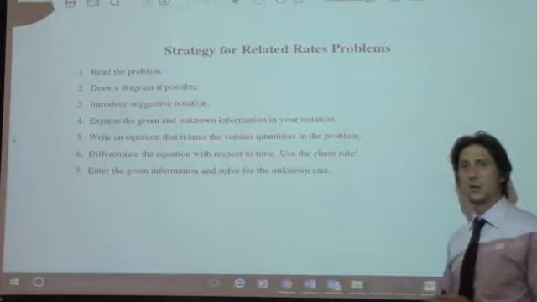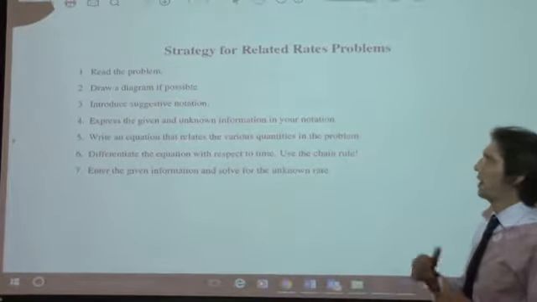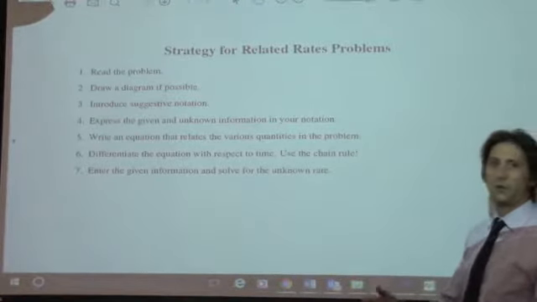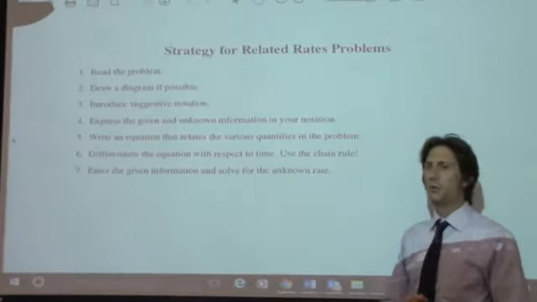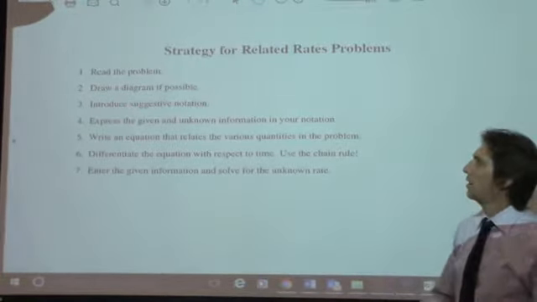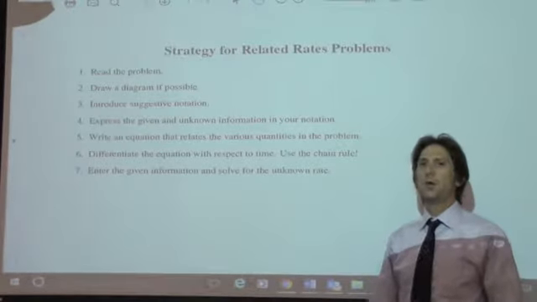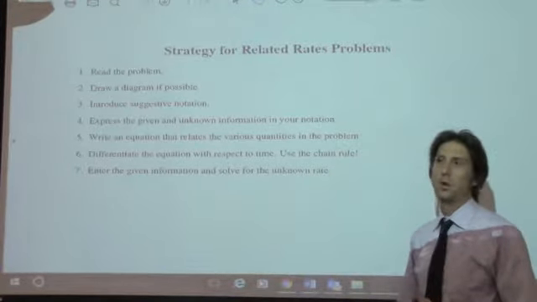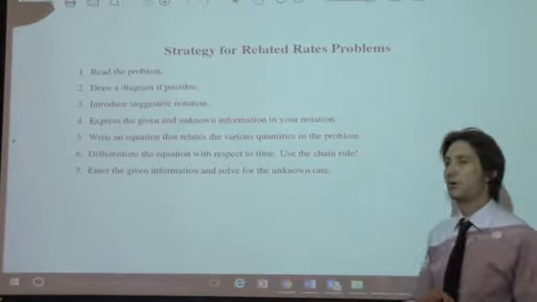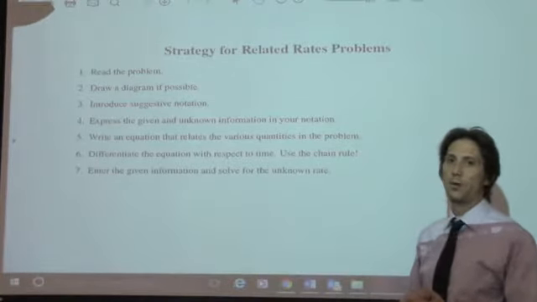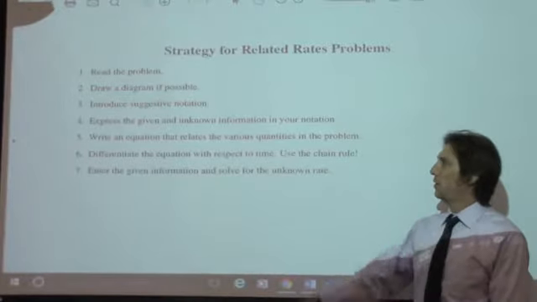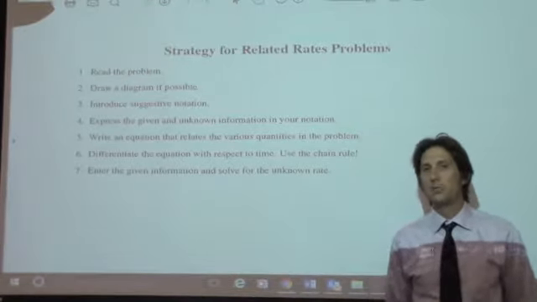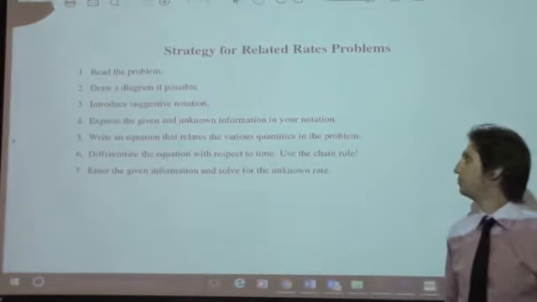So, just like with the optimization problems that we've already considered, here's a strategy that you might follow when attempting related rates problems. Obviously, you read the problem. In a lot of situations, a diagram might be helpful. Next, I would suggest introducing suggestive notation. For example, if one of the quantities of interest is profit, call that P. If one of the quantities of interest is area or volume, you might label those as A or V. Next, figure out what you are given in the problem and also what the unknown is, and then write those quantities in terms of your notation.